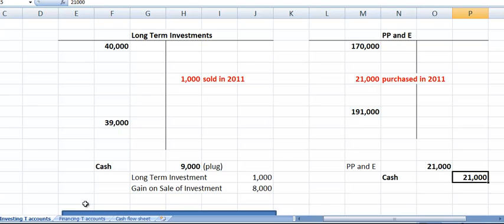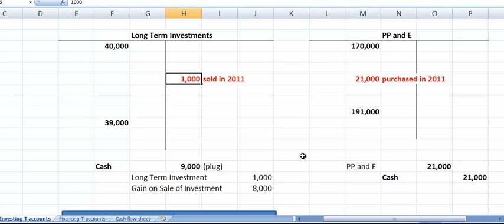So the best thing to do would be to look at the T accounts. We know that for long-term investments, we went from $40,000 debit to $39,000 debit. So that means that we must have sold $1,000 in investments. So part of our journal entry, if we were trying to recreate what happened, would be the long-term investment was credited for $1,000 because it went down, and that's a credit, right? When an asset goes down.